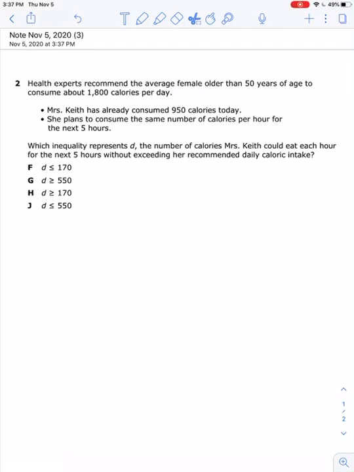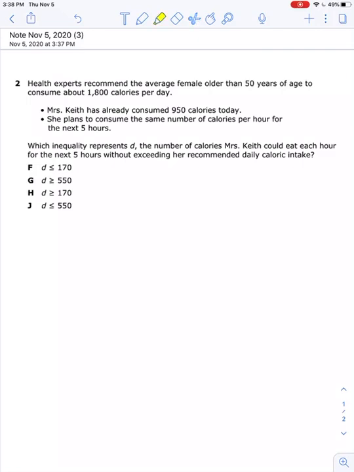Number 2, health experts recommend the average female older than 50 years of age to consume about 1,800 calories per day. Mrs. Keith has already consumed 950 calories today. She plans to consume the same number of calories per hour for the next 5 hours. Which inequality represents D, the number of calories Mrs. Keith could eat each hour for the next 5 hours without exceeding her recommended daily caloric intake?